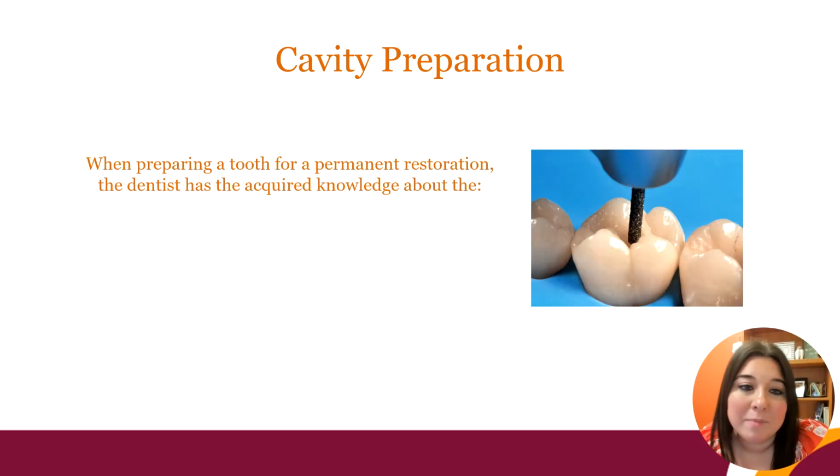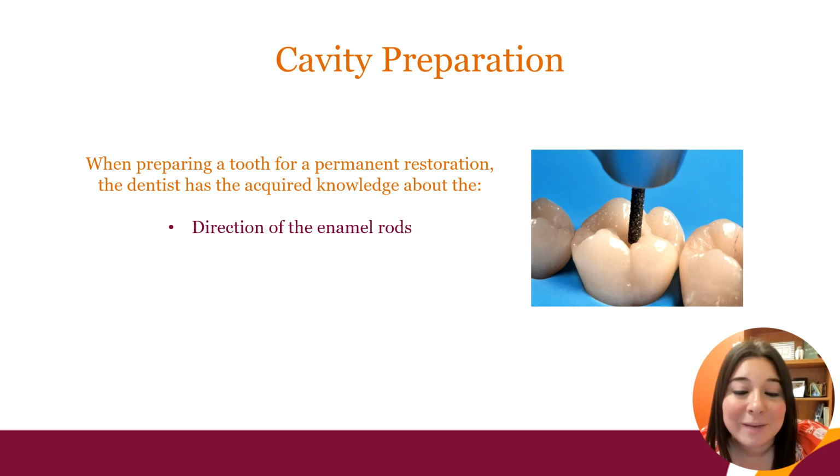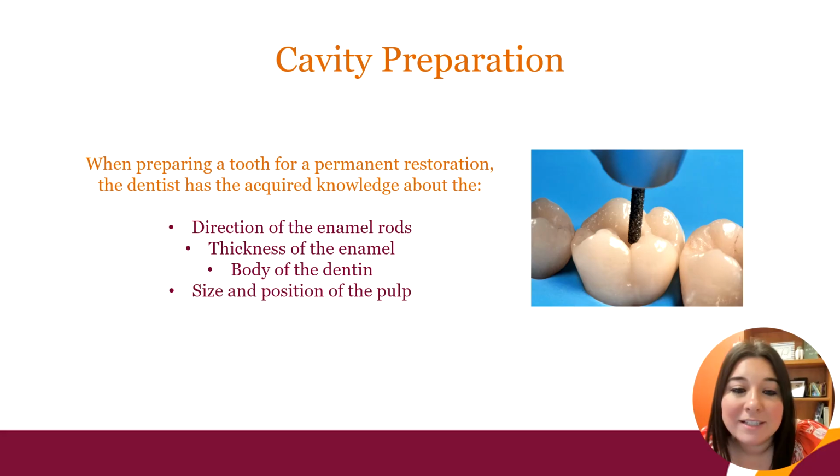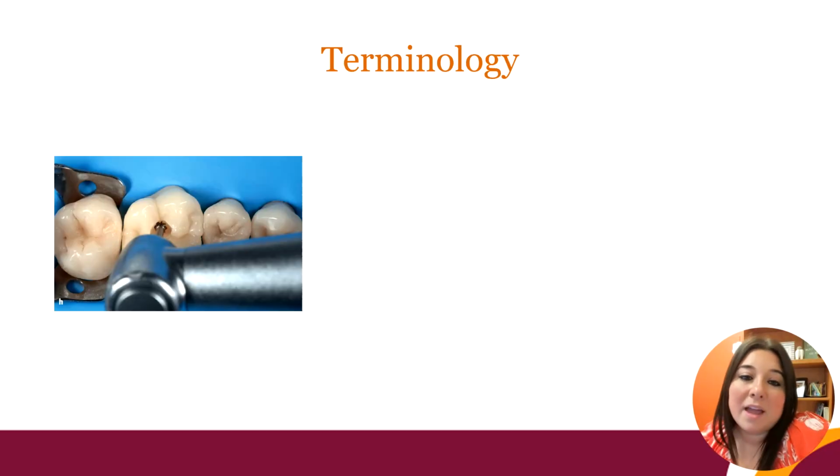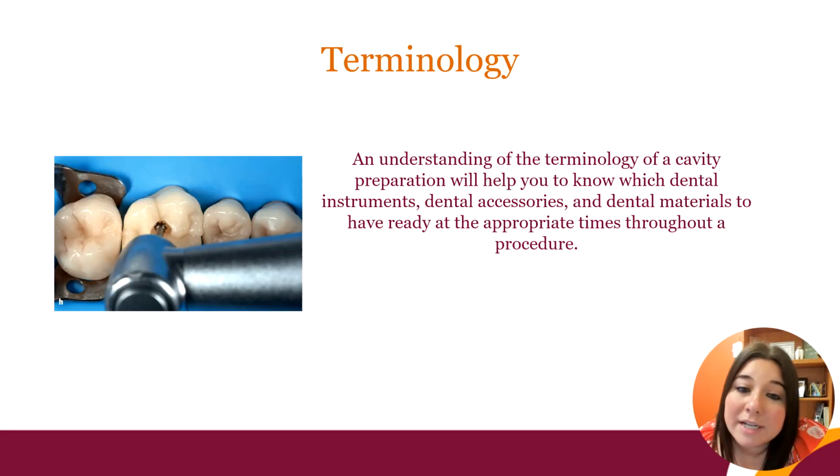So, basic cavity preparations. When preparing a tooth for a permanent restoration, the dentist needs to have basic knowledge, not extreme knowledge, about the direction of the enamel rods, the thickness of the enamel of the tooth they're prepping, the body of the dentin, size and position of the pulp, the crown of the tooth as it relates to the gingival tissues. Terminology. So an understanding of the terminology of a cavity prep will help you to know which dental instruments, dental accessories, dental materials, anything that you need to have ready at all appropriate times throughout the procedure.